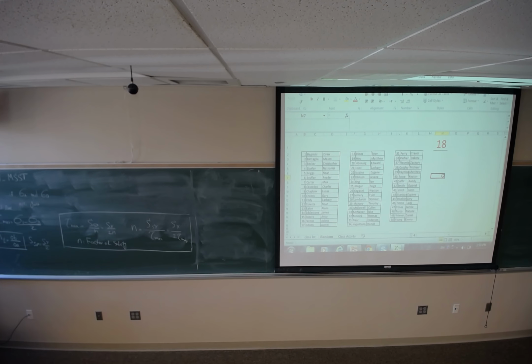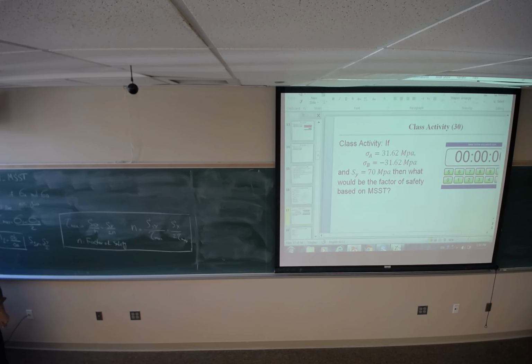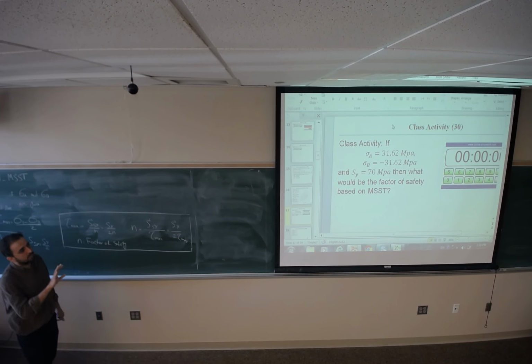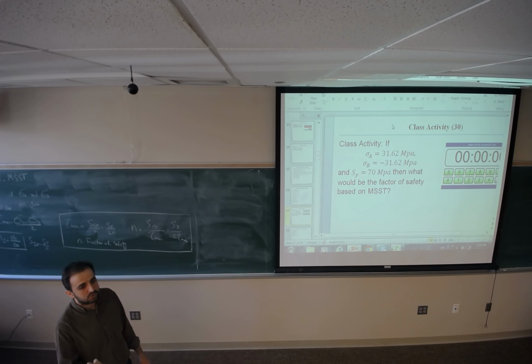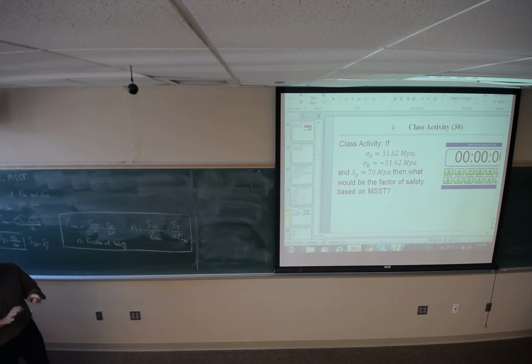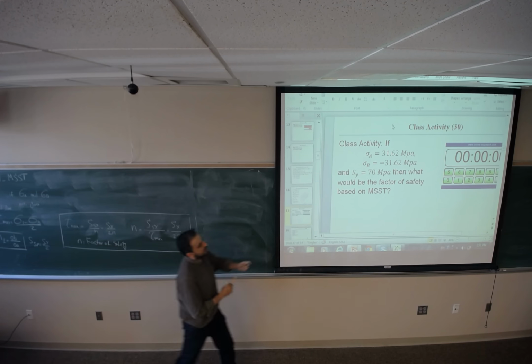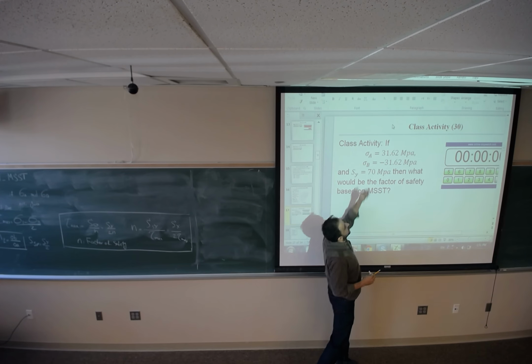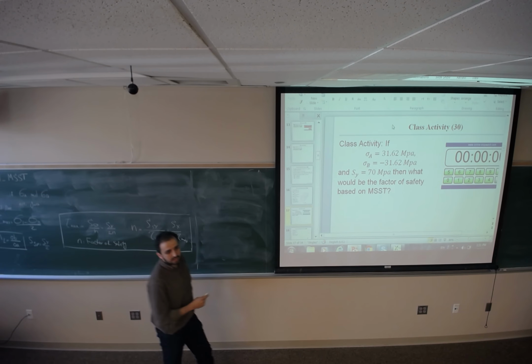What should we do? I'm not looking for the final answer. I just want to see your approach, and if there is any difficulty you see, then we can talk about that in class. So how can we find the factor of safety if the principal normal stresses of a plane stress are going to look like this?